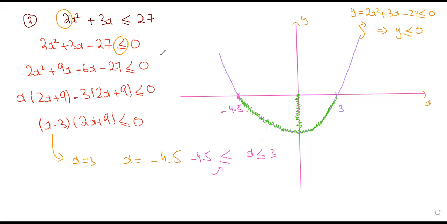Why equal to? Because I had this part in the question, right? This inequality was given in the question. So now minus 4.5 and 3 are also included, okay? This is how we are going to determine this, and this is going to be the answer right here.